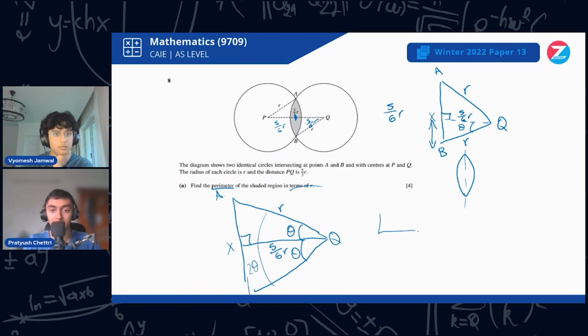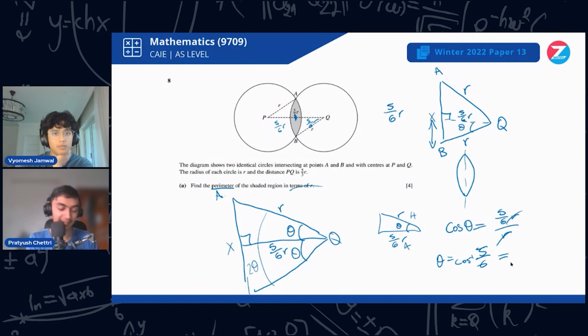So using my trigonometric powers, 5 over 6R, angle. This is the hypotenuse, this is the adjacent. Hence cosine theta equals 5 over 6R over R. The R's cancel. Theta is cos inverse of 5 over 6, equals. Make sure you are in radians mode, guys. I will keep saying this. Or you could be in degrees mode and convert, but that's up to you. 0.5.